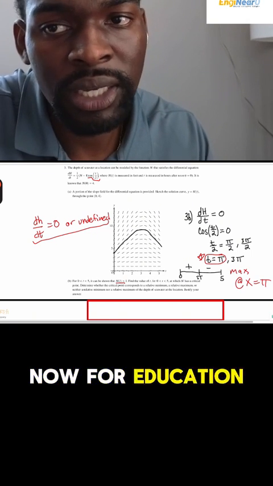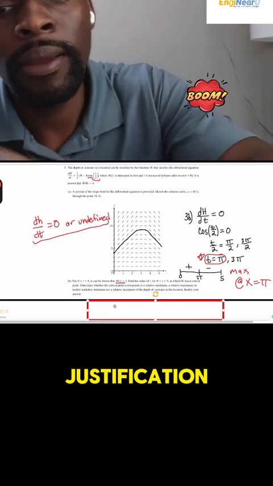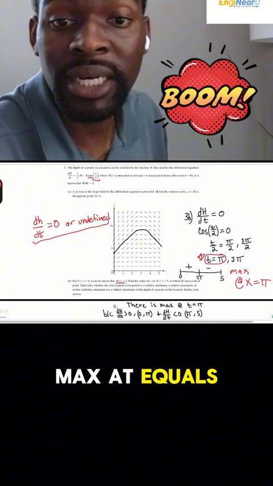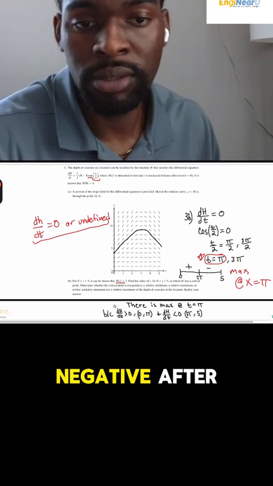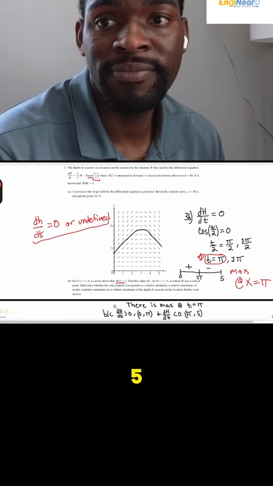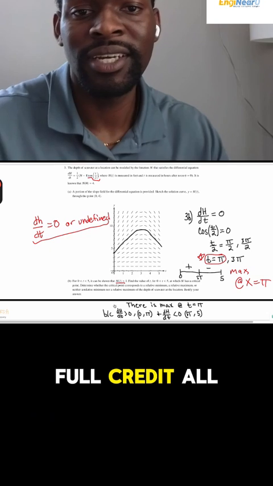Now, for that justification, I always say we want to have a full sentence. There's a max at t equals pi because the derivative is positive on the interval from 0 to pi, and then the derivative is negative after on the interval from pi to 5. That will be a complete answer to get you full credit. All right, see you in the next one.